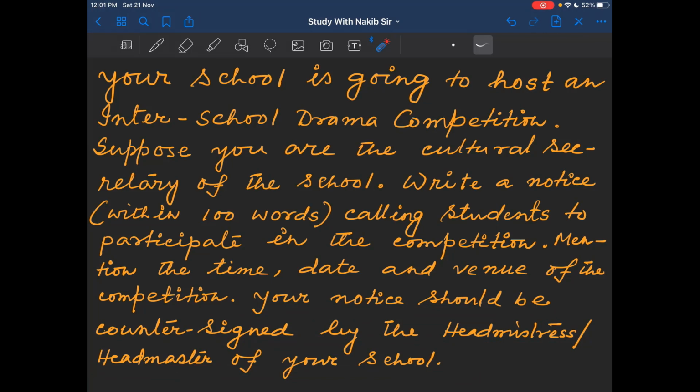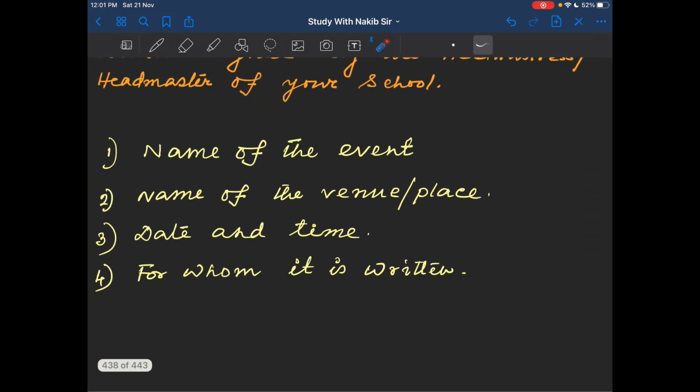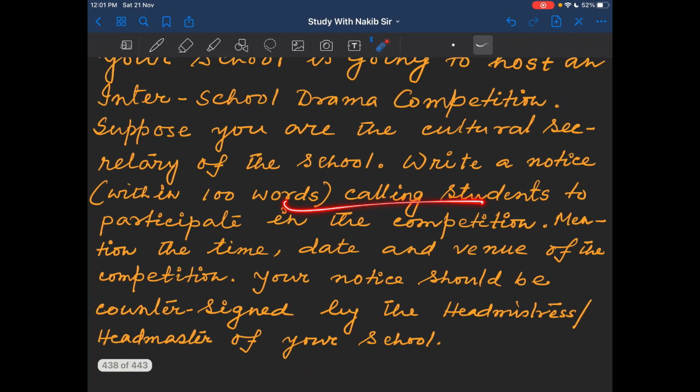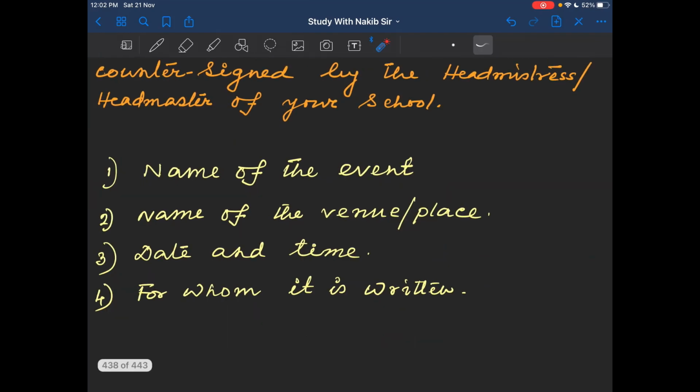And from the instruction, you will get the name of the event, the name of the venue or place, the date and time of the event, and for whom it is to be written. These 4 points you will get from your instruction. But you have to get 6 points at least. So you have got 4 points, but you have to get at least 6 points to get full marks.